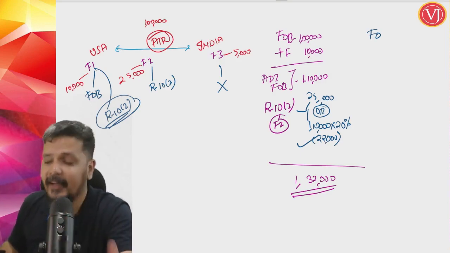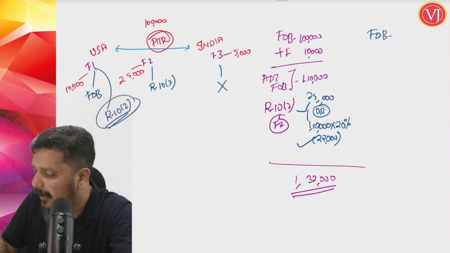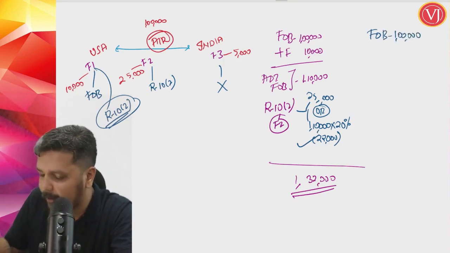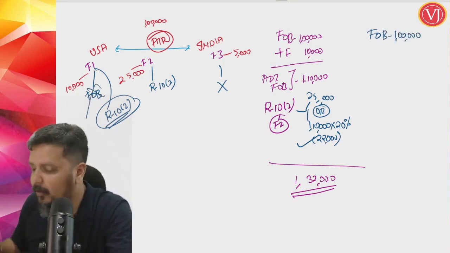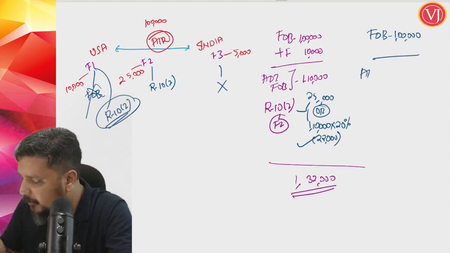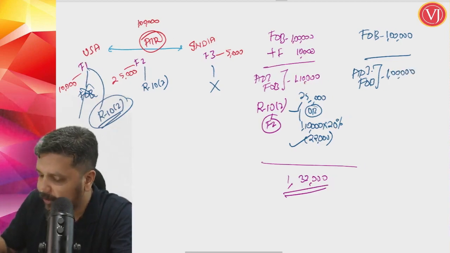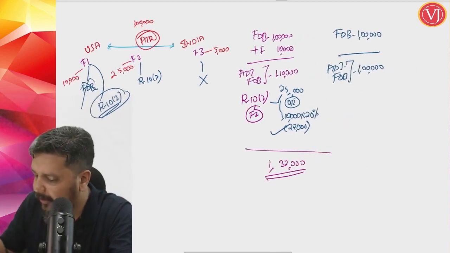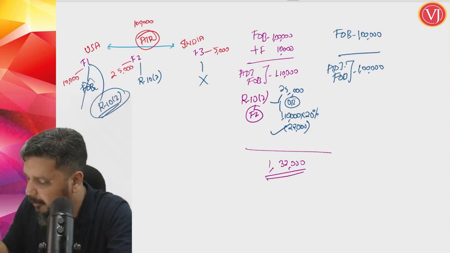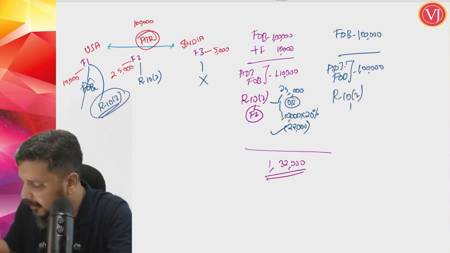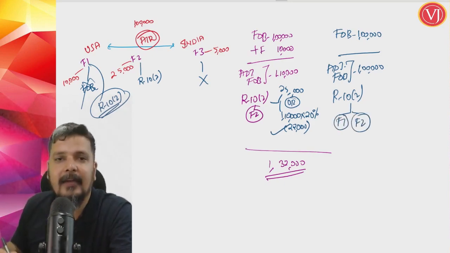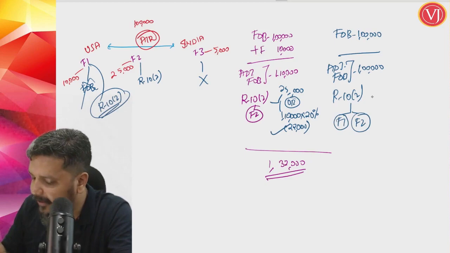But ICA tells that what is FOB? ICA tells that FOB is only 1 lakh. Therefore, your adjusted FOB is only 1 lakh. What about rule 10(2) freight? Here you are going to add freight 1 as well as freight 2. What is freight 1 as well as freight 2?